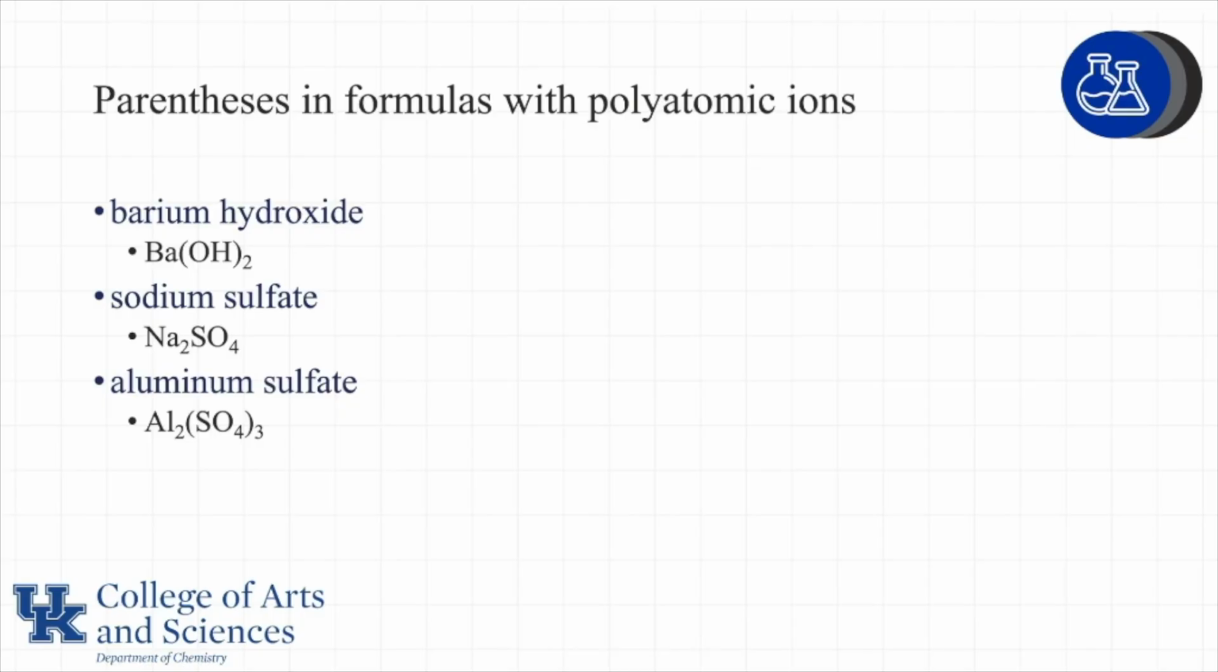When we start looking at polyatomic ions, we sometimes have to use parentheses in the formulas. For example, barium hydroxide has the formula Ba(OH)2. Barium has a 2 plus charge. The hydroxide ion has a -1 charge. When we crisscross those down, we get BaOH2. We need the 2 to be outside the parentheses because it indicates that there are 2 OH groups, not 2 hydrogens, not 2 oxygens and 2 hydrogens, but 2 OH groups.